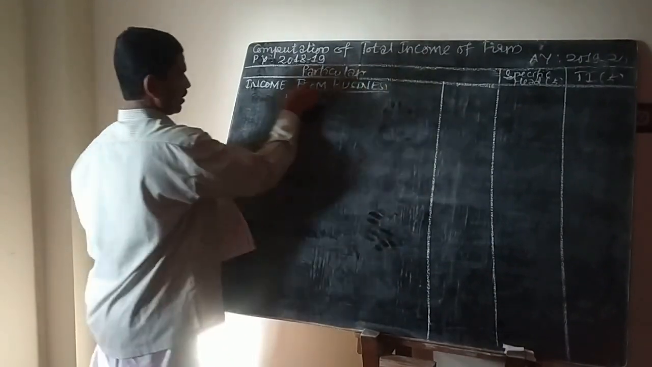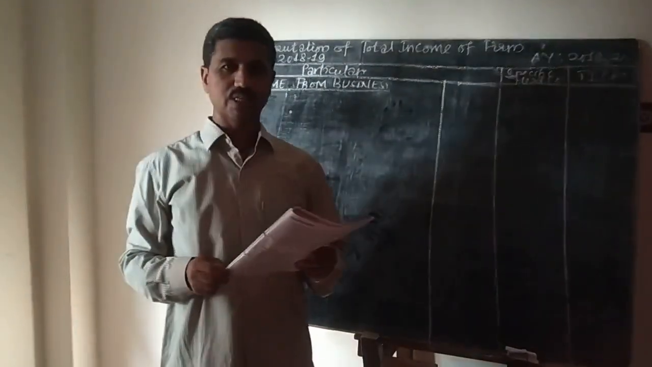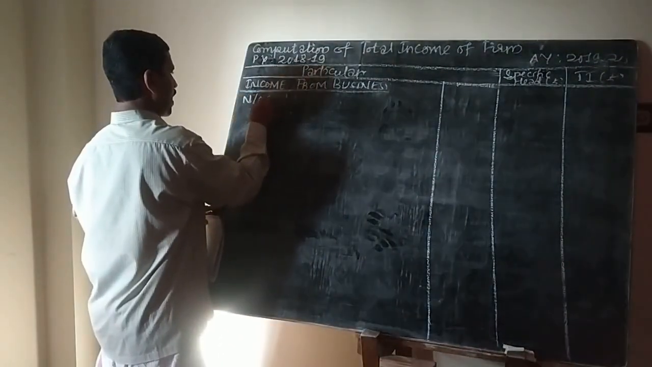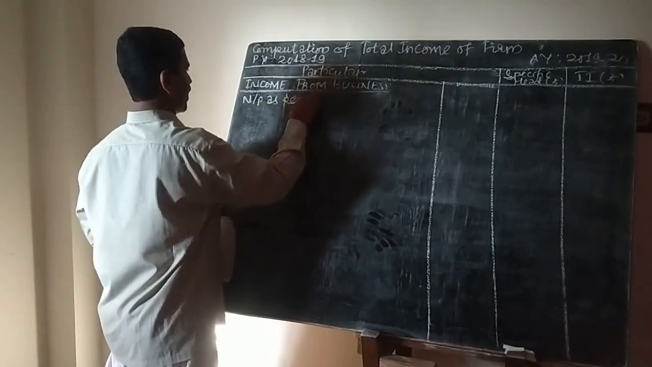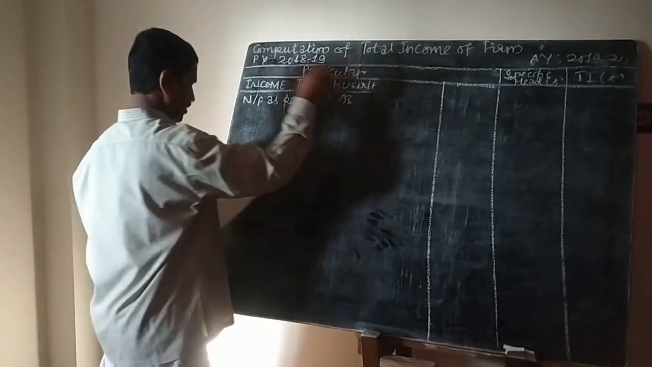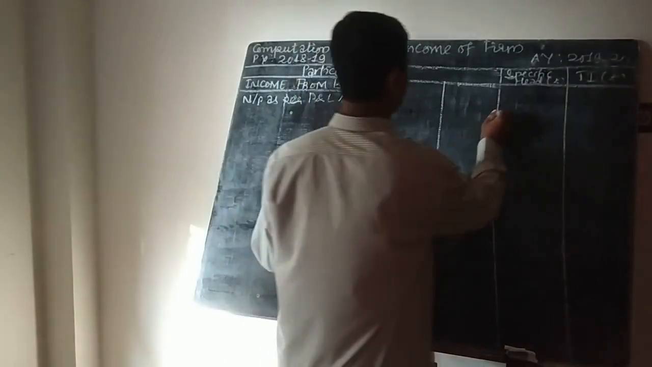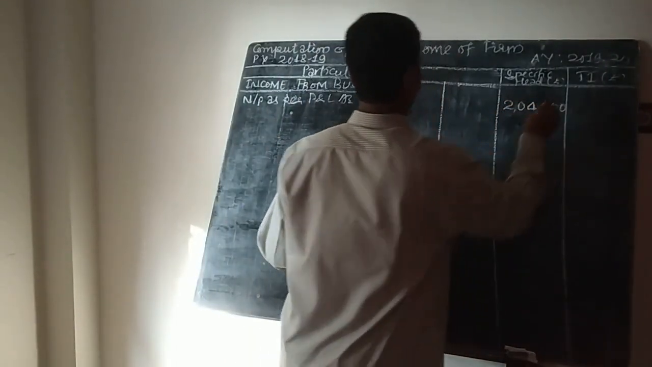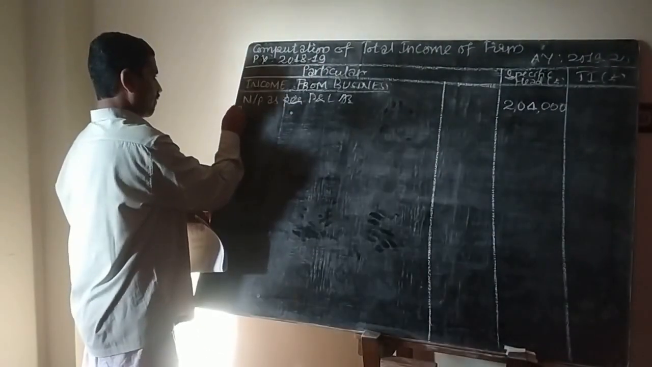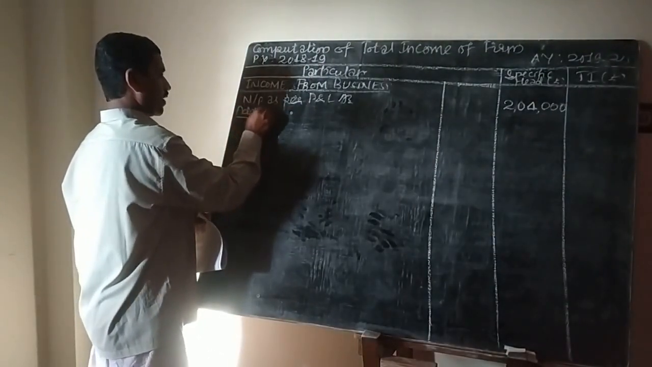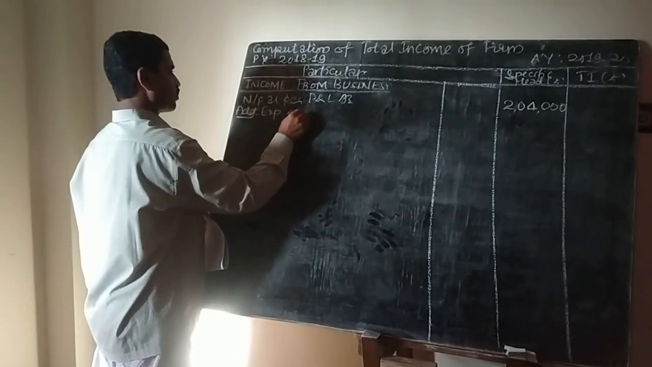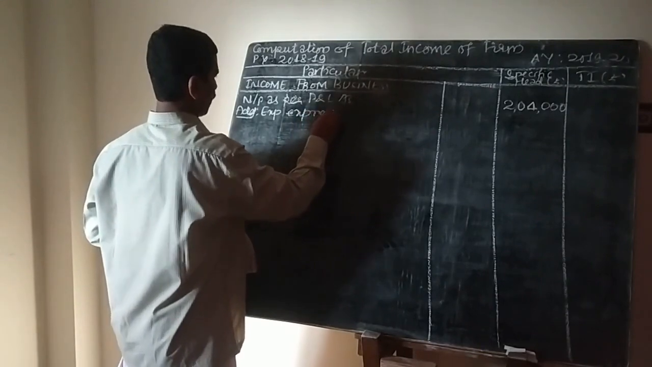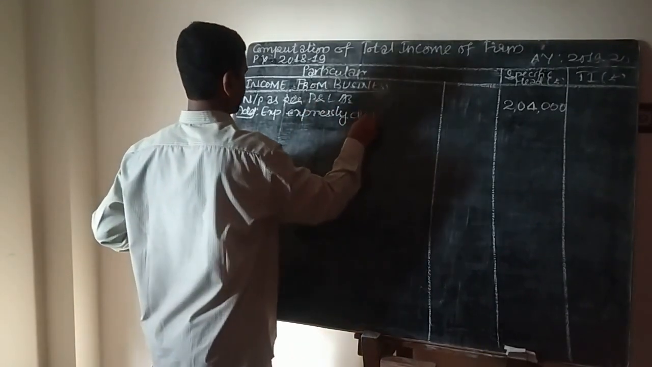So here the net profit as per the P and L account will become the base. The net profit as per P and L account, which is given in the problem, is rupees 2,04,000. To this you add expenses expressly disallowed.